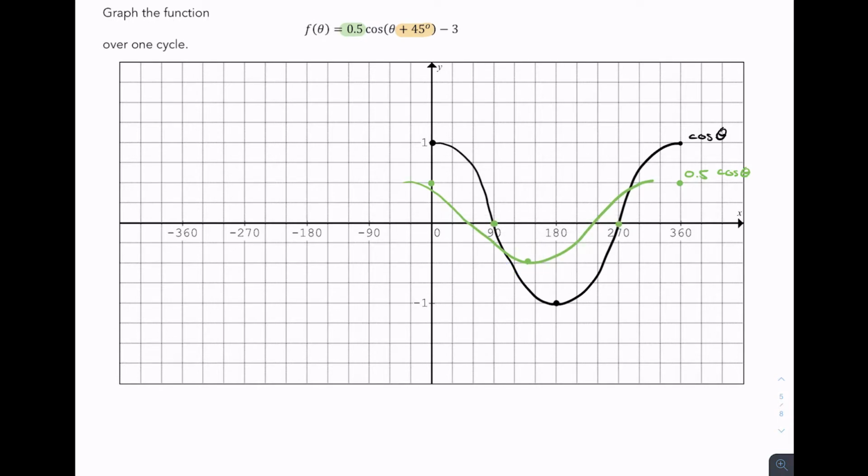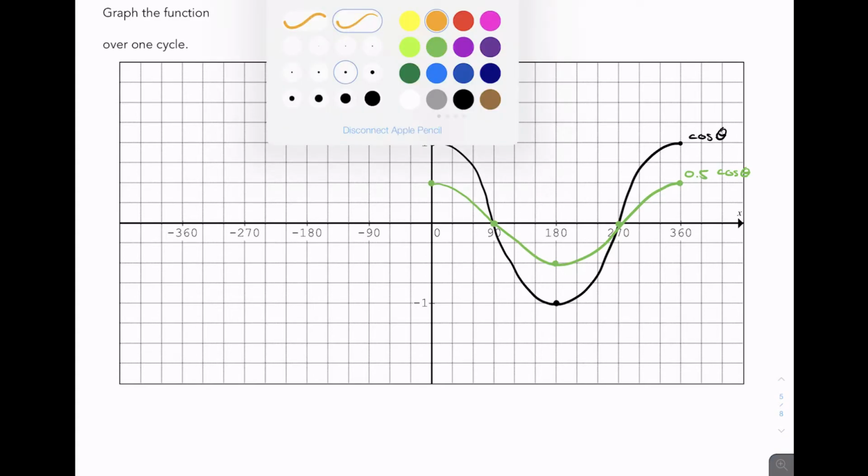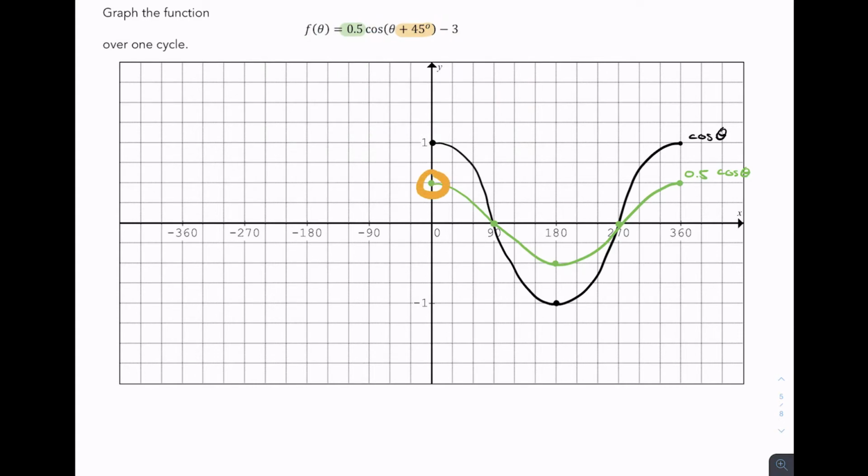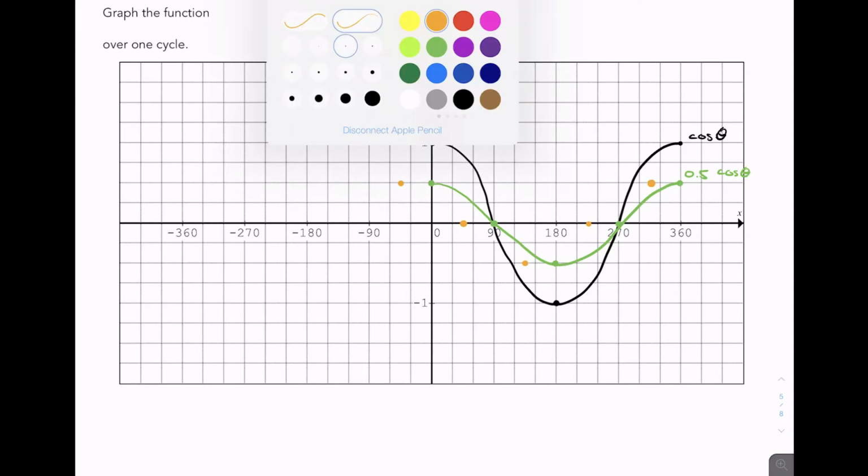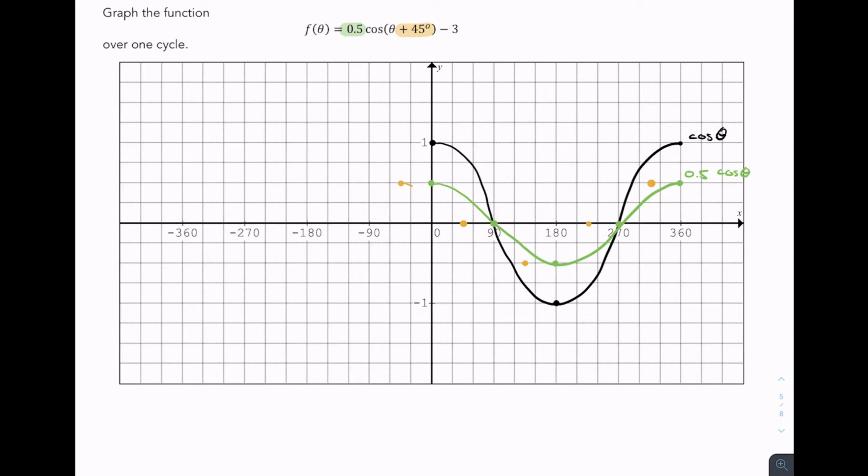I'll move all the points one at a time as such. So this point here, I'll move it back 45. The next point at negative 90 is 0, I'll move back 45. Negative 180, negative 0.5, move back 45. 270, 0, back 45. 360, 0.5, back 45. So I get a curve that looks something like this. It was the same as the previous one, just everything was shifted this way by 45 degrees.